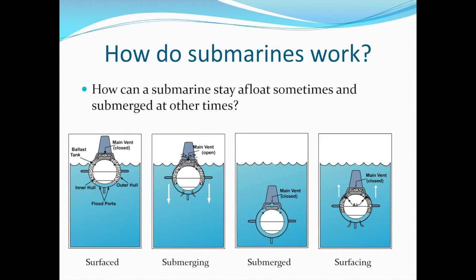Then how do submarines work? How can they stay afloat sometimes and be submerged other times? Submarines have ballast tanks that are used to help it surface and submerge. When the submarine is at the surface, its ballast tanks are filled with air. To submerge, the air is released and the ballast tanks fill with water. When it's time to surface again, the water is released and the ballast tanks are filled with air again.